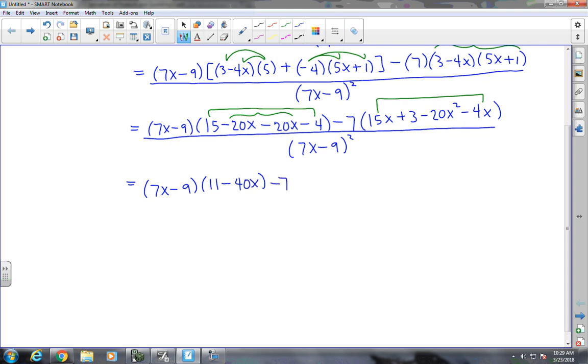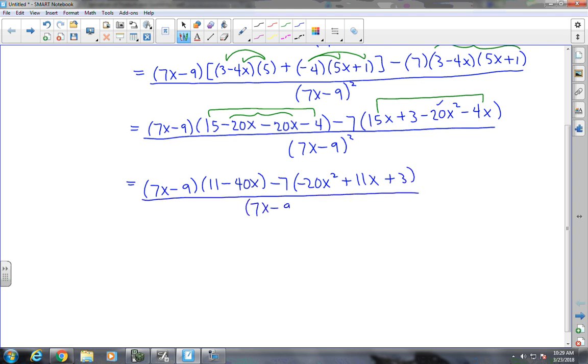So don't forget coefficient negative 7. Then we have negative 20x squared first. That takes care of that term. Combining like terms, 15x minus 4x, we get plus 11x. And then we still have a plus 3 there. Now it's looking better with every step.